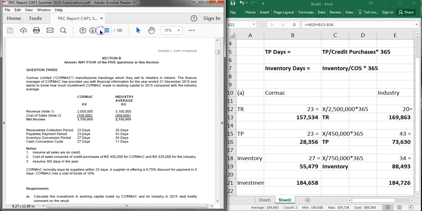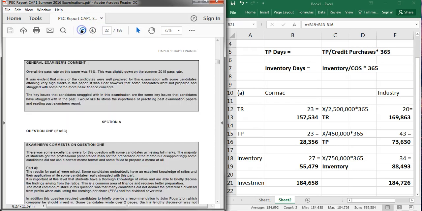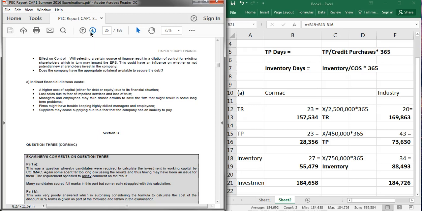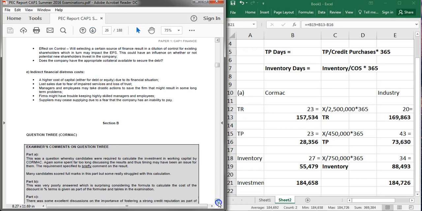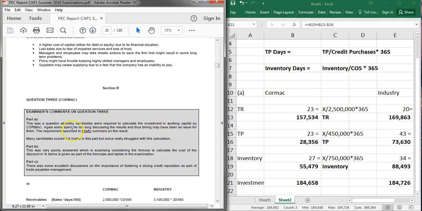Right. So if we look what the examiner said in terms of feedback that year, so on to page 23. So in question 3, the feedback was required to calculate. Many candidates scored full marks in this, but some struggled really with calculation. So again, some students figured out exactly what was required, but a lot of others didn't know. And that's where they hadn't practiced this applied style question, they'd learned it off.